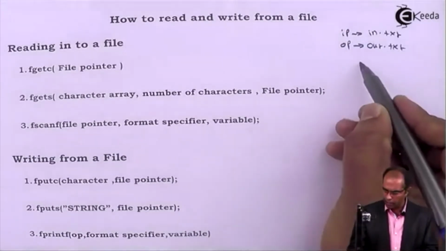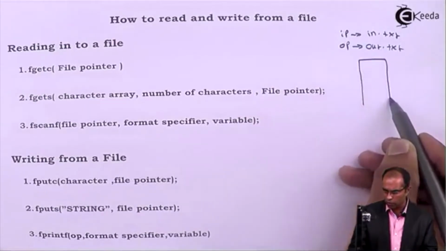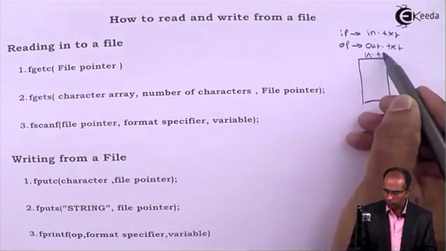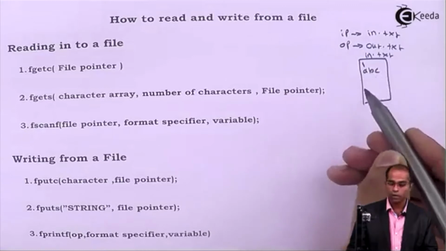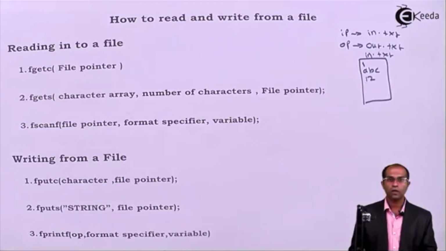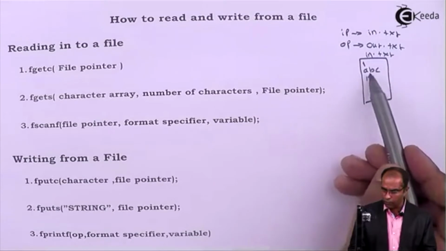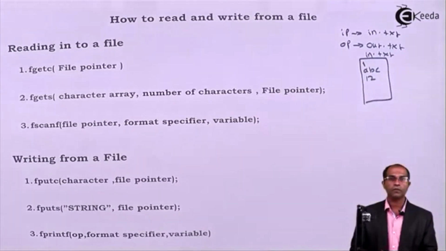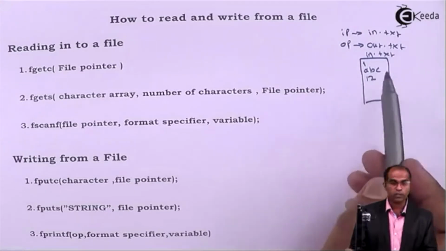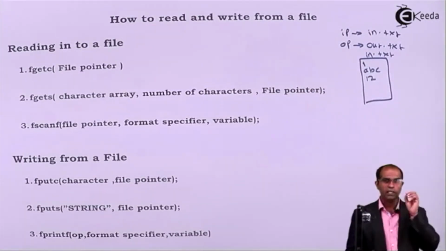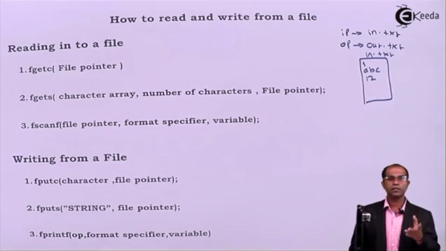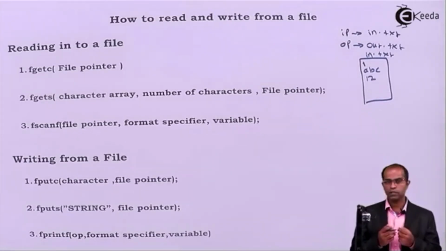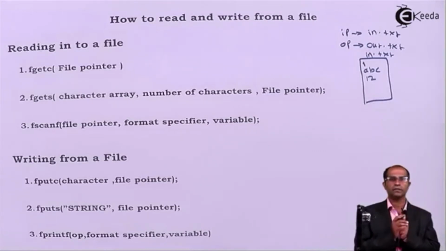Suppose this is my content which is stored in in.txt. Let me say that I have stored 1, then ABC, and then 12. Here I have stored a number, a set of characters, and then a number. If the file is known to you, you can very easily say that the first is a digit, the second is a string, the third is a number. But if the contents are unknown, it is always advisable to treat everything as a character itself.